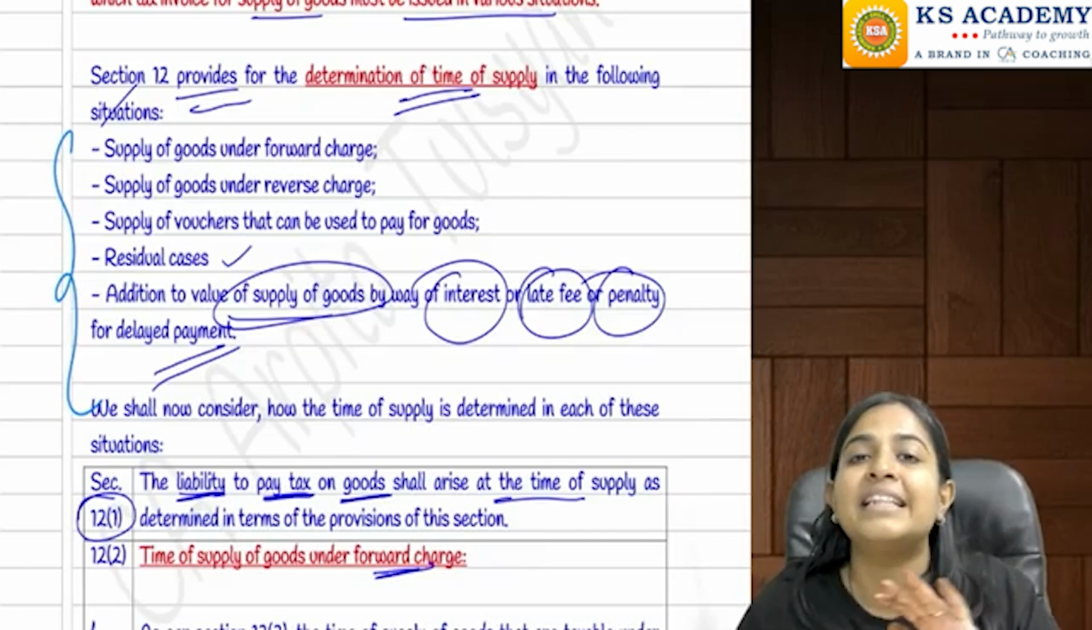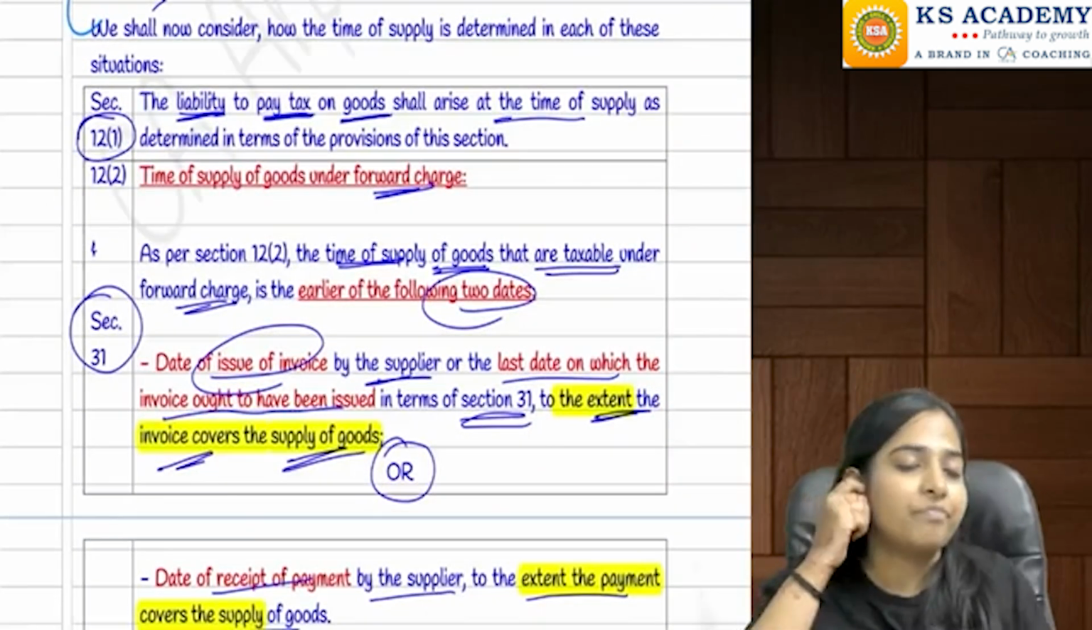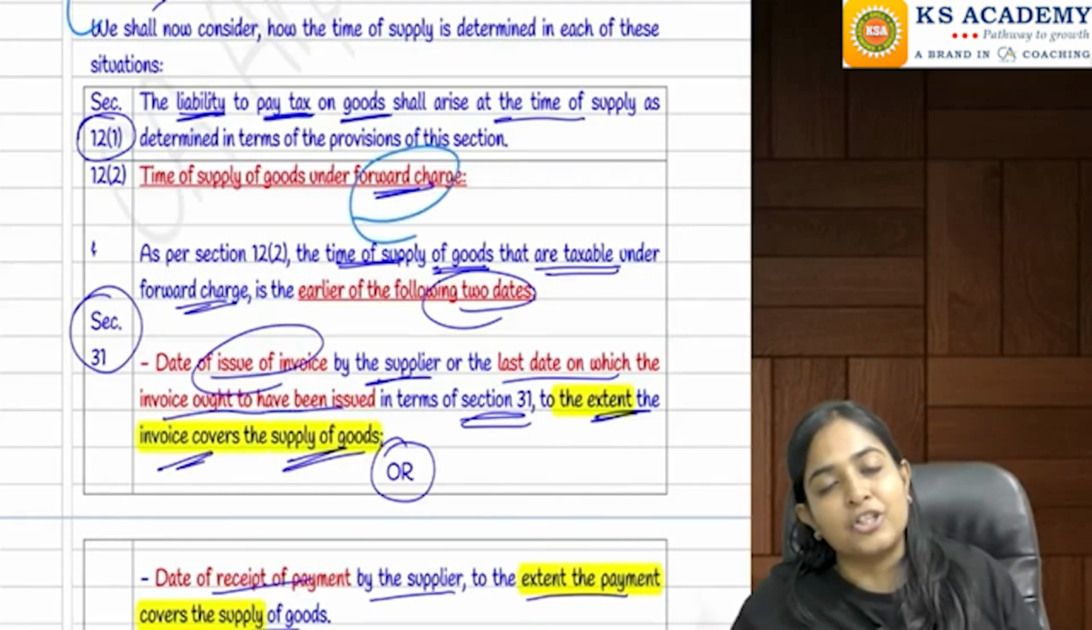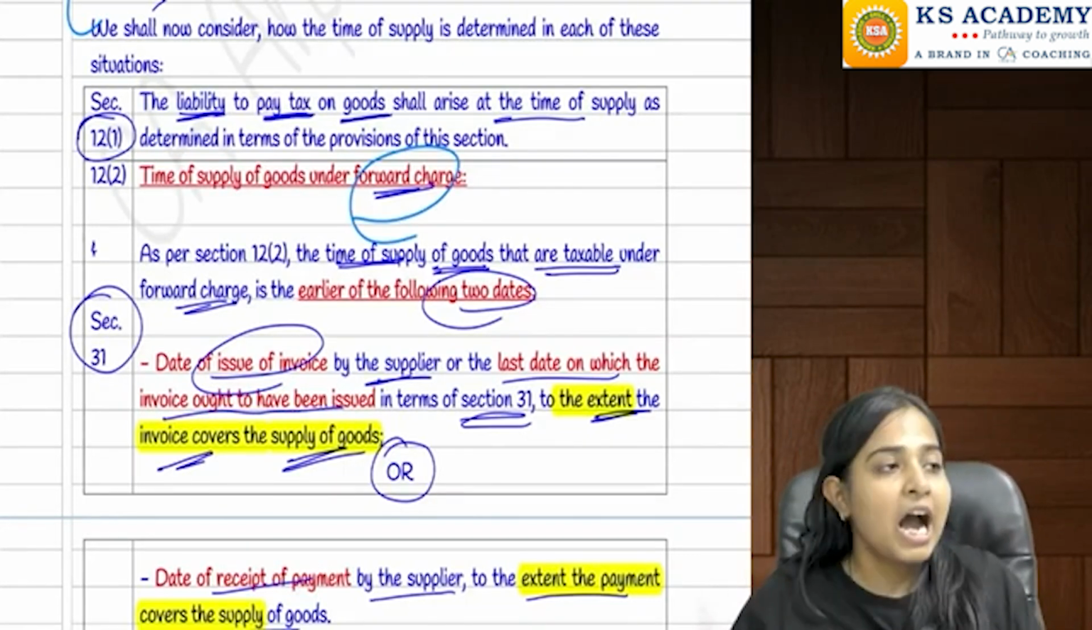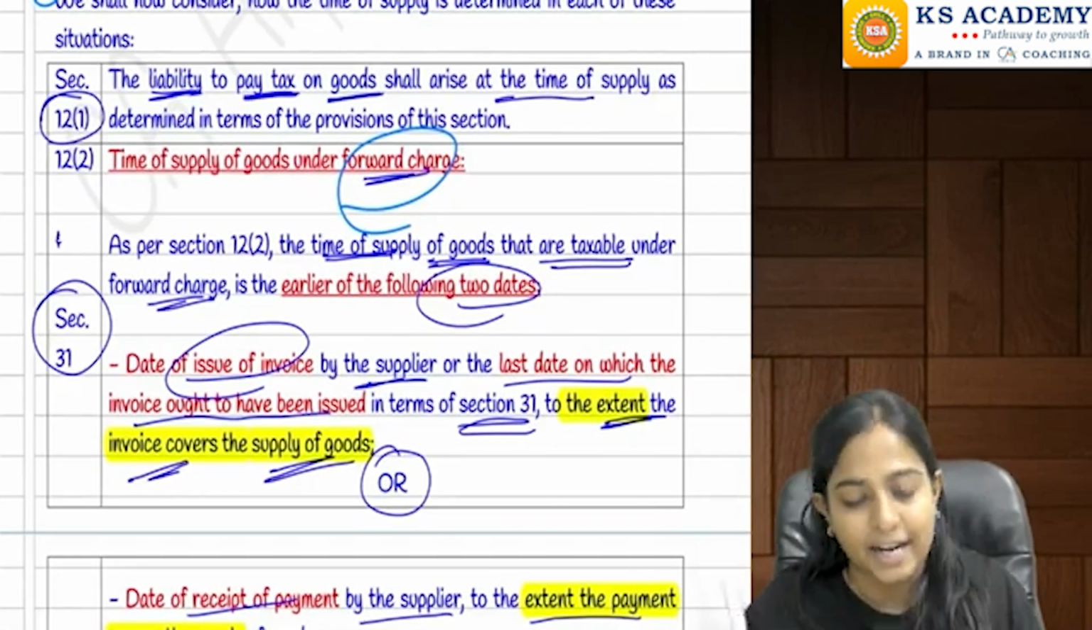Till now we have just seen the headings. We have not seen the provisions. Now let's start one by one. First of all, in case of forward charge, section number 12, subsection 2, what will happen in case of forward charge? How will the time of supply be calculated? Let's try to understand that.